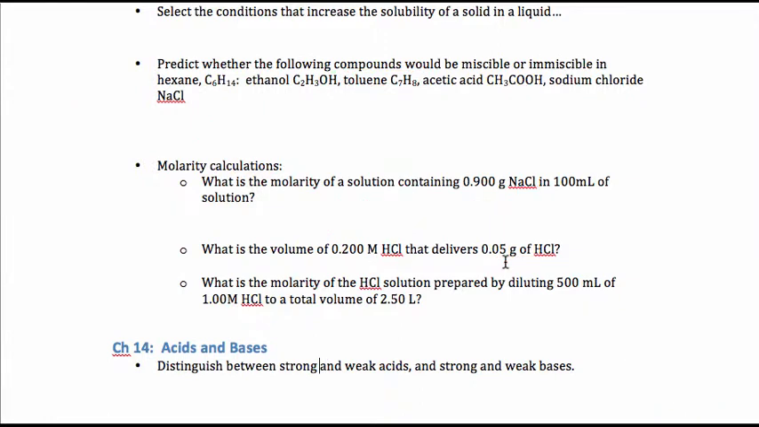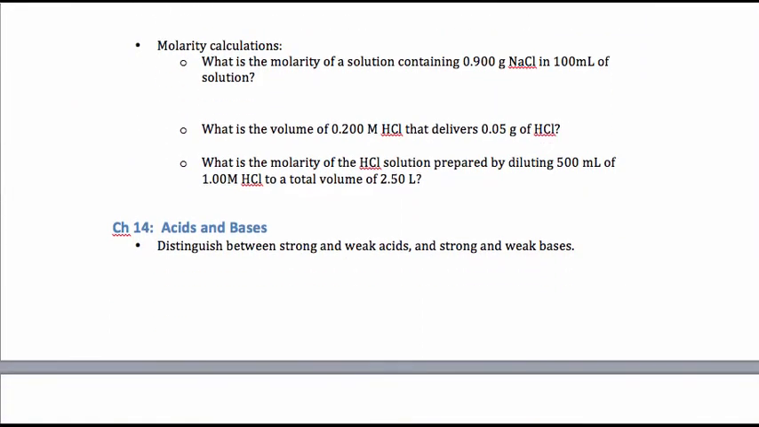All right, last problem in this chapter. What is the molarity of an HCl solution prepared by diluting 500 mils of a 1 molar solution to make a total volume of 2.5 liters? All right, here's a dilution problem. So here's your dilution equation. And you're given 3 of the 4 things. You know your original solution, the mother solution, has a molarity of 1. You're going to take 500 mils of it.